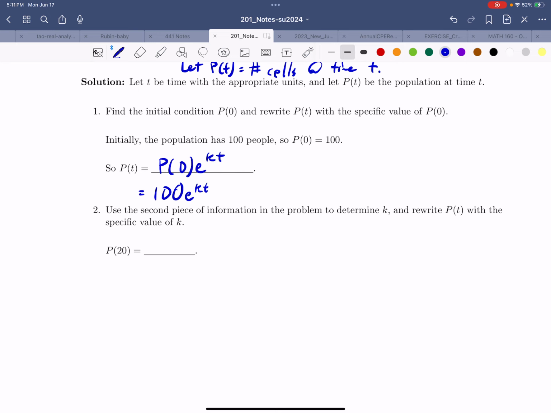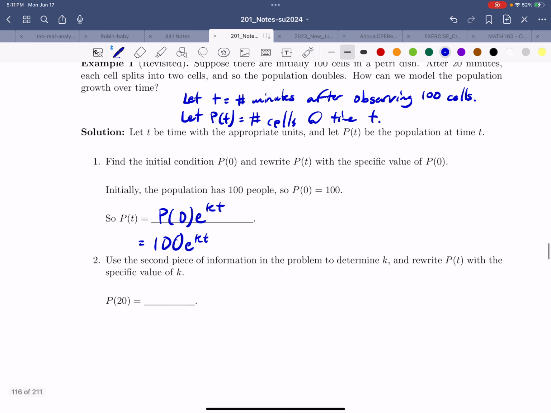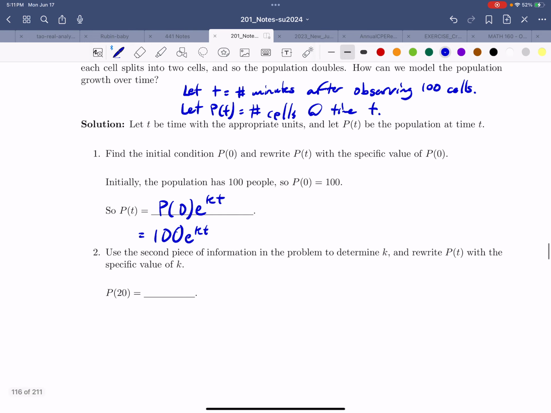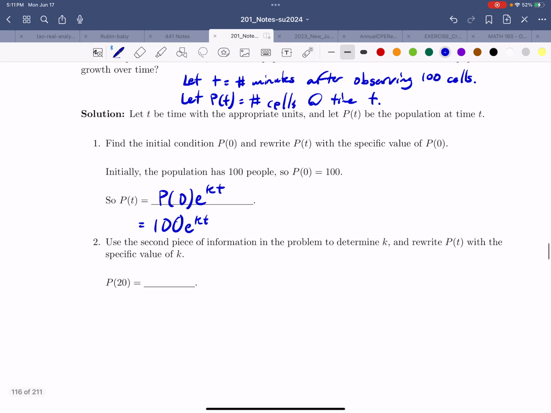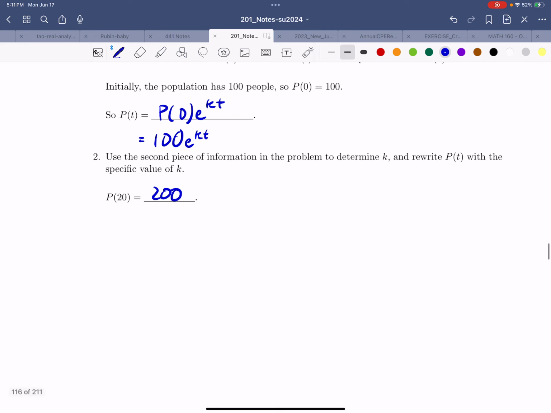So we got one data point. We got P of 0 based on the observation that there are initially 100 cells. But how do we solve for k? Well, we need that second data point. We know that after 20 minutes, there are 200 cells, and we can use that to solve for k.